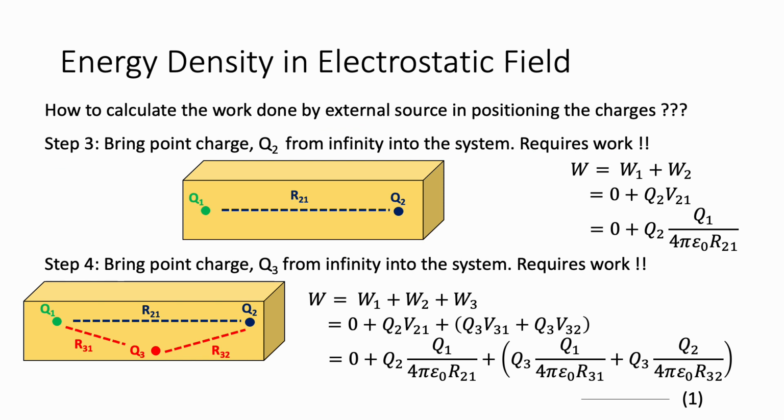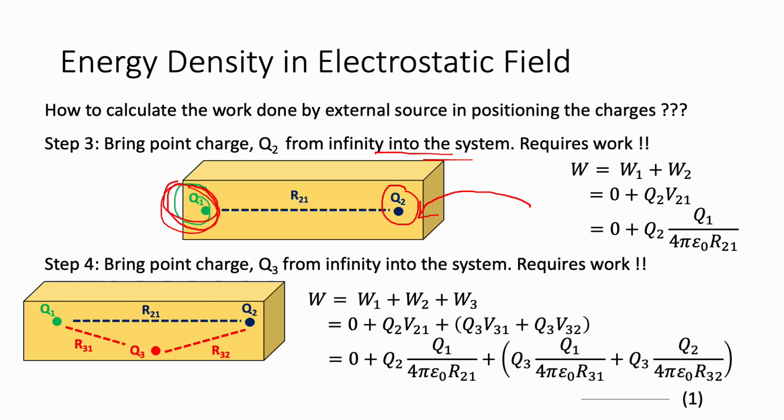Now inside the system we already have one charge, and what we want to do now is bring another point charge, Q2, from infinity into the system. When a charge already exists inside the system, what will happen? Of course, the electric field will exist inside the system because it already has a charge. And once we want to bring another charge into this system, what will happen?